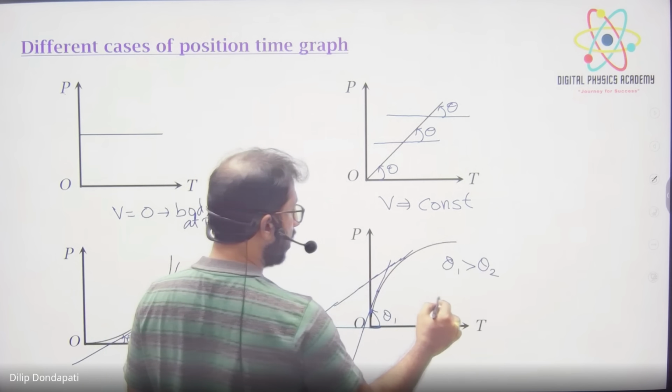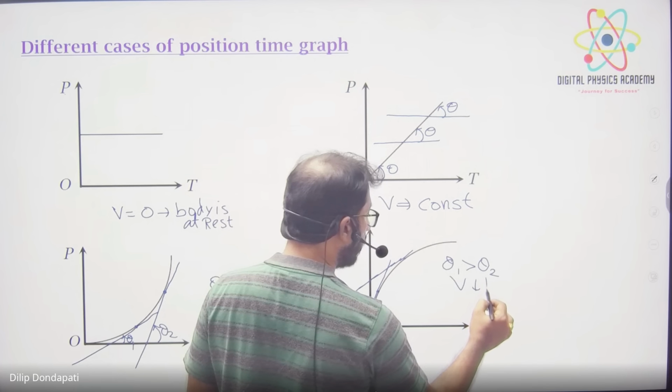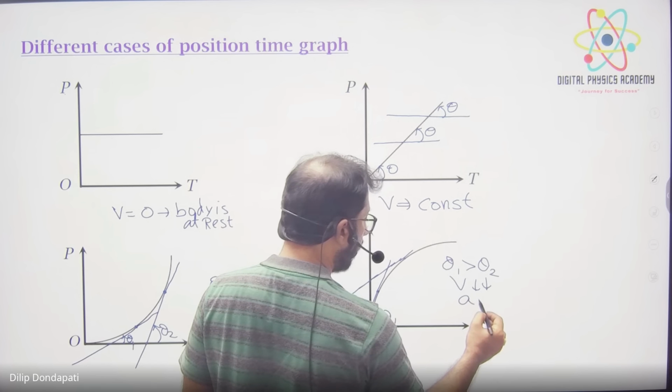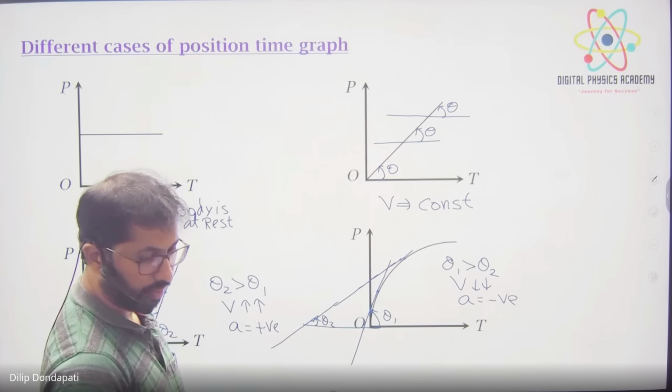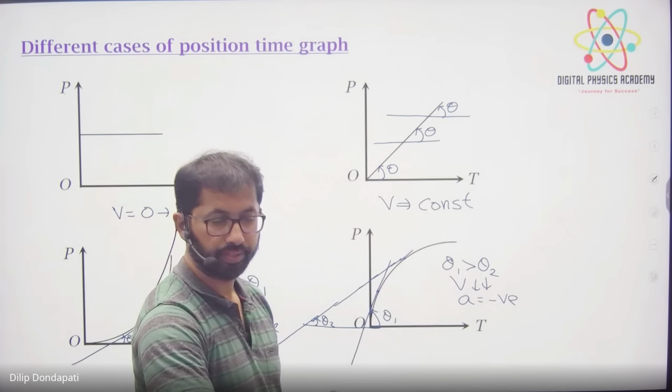That means slope is decreasing, मतलब velocity is decreasing. If velocity is decreasing, acceleration क्या होगा? Negative. And negative acceleration को we call deceleration, retardation. Okay, copy down. It's also deceleration, right? Deceleration. Copy down.